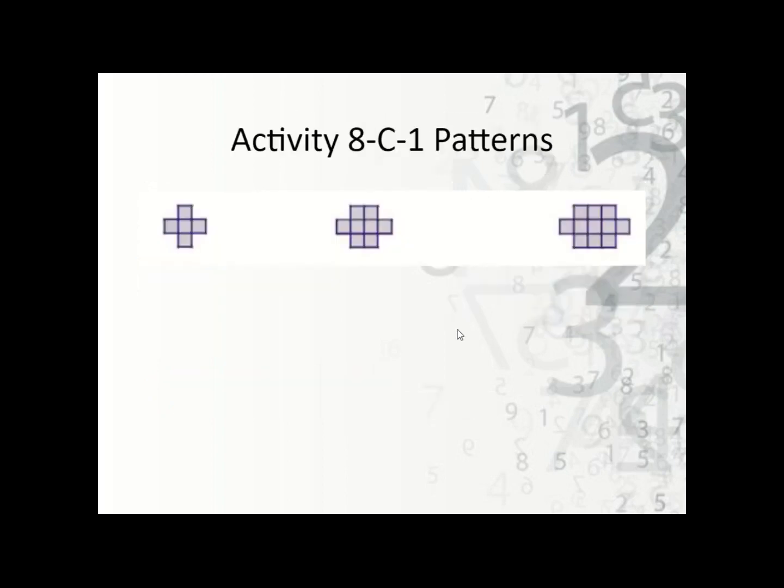Now let's take a look at an example here. We have a pattern where each time it's increasing. We started with this shape here, and then we added a row, and then we added another row. So each time we're adding a row of these. Each time we add a row, we're really adding 3 blocks.